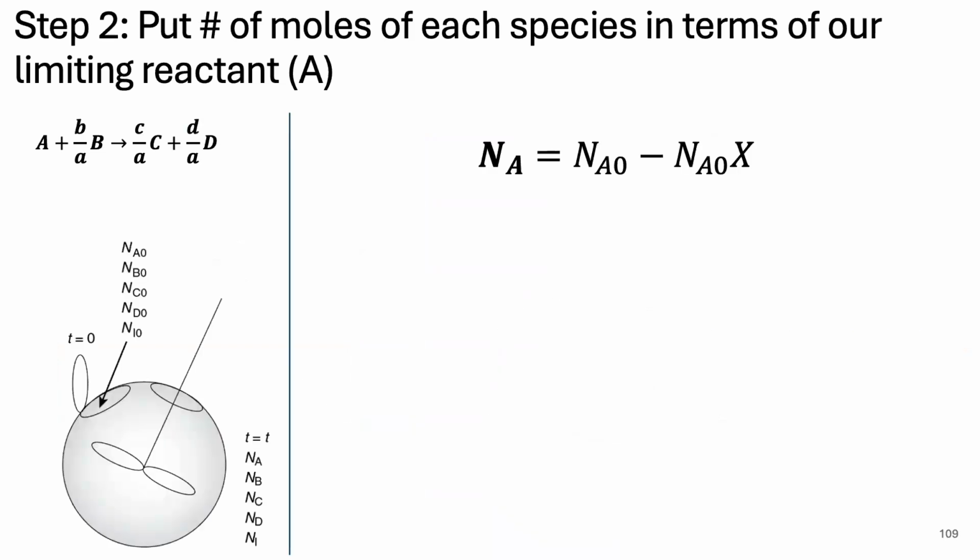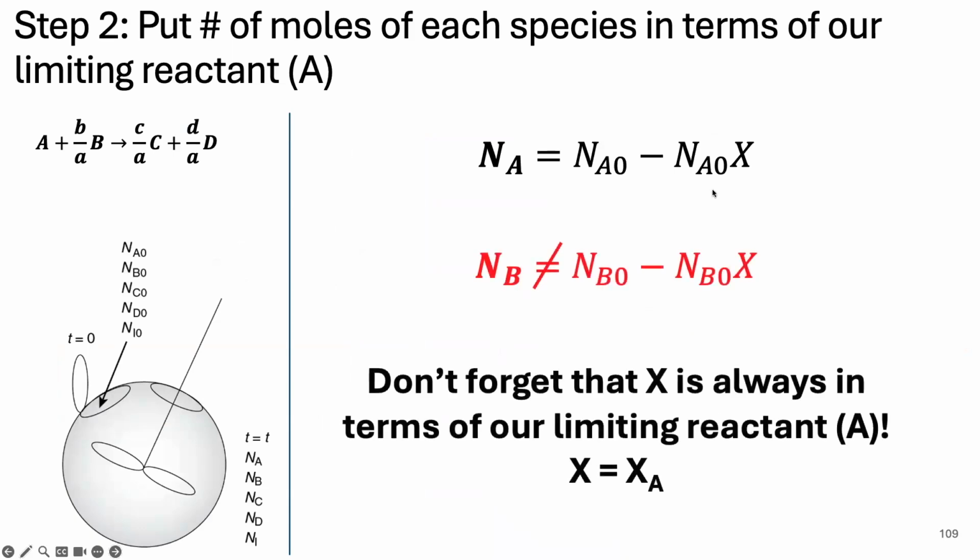So what's important here is to remember that just because we can write our conversion with respect to our limiting species, that doesn't necessarily mean for every mole of A that's consumed, we consume equal moles of B. It depends on the stoichiometry between A and B. Okay, so conversion in this case is always written with respect to our limiting reactant.